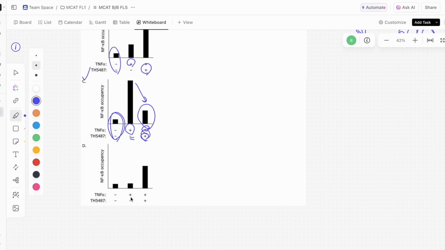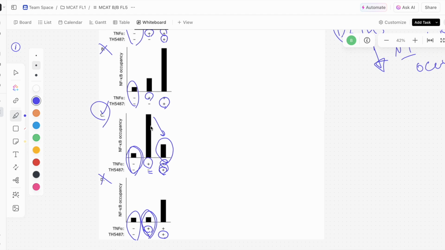Immediately we can tell this is probably wrong, right? We have TNF alpha added, but we don't see that increase in NF kappa B occupancy compared to control. And on top of that, when we add the TH5487 on top of the TNF alpha, we should be seeing a decrease relative to this group, but instead we see an increase relative to this group of the NF kappa B occupancy, which makes D an unlikely answer choice and C the correct answer choice for this problem.